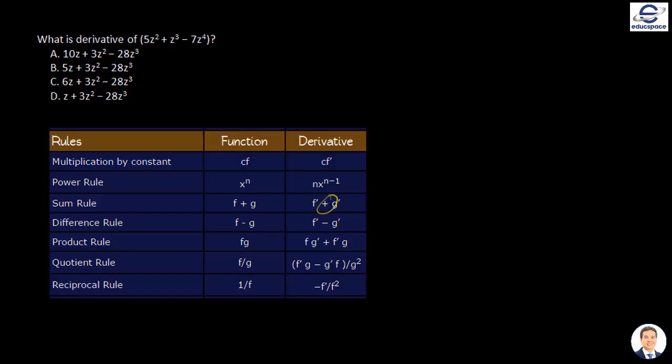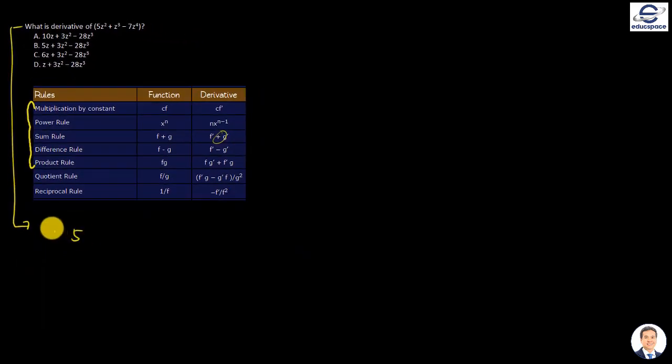So what is the derivative of 5z squared plus z cubed minus 7z to the 4th? This is basically a combination of sum, difference, and constant multiplication, and of course the power rule. So we are just combining these. Find the derivative of this equation, 5z squared plus z cubed minus 7z to the 4th.